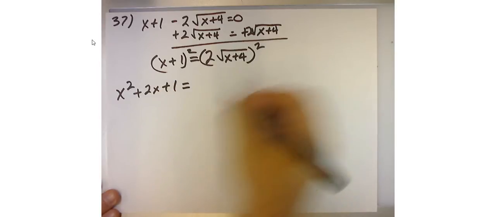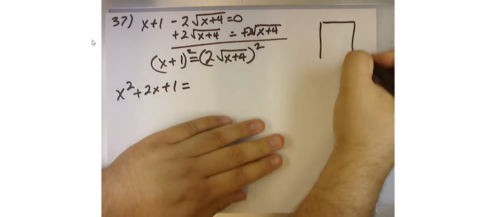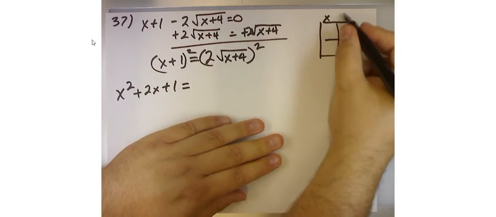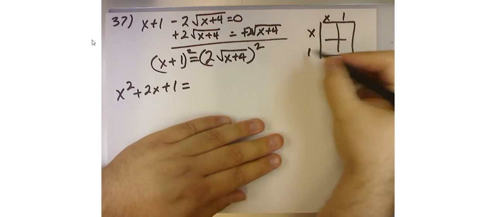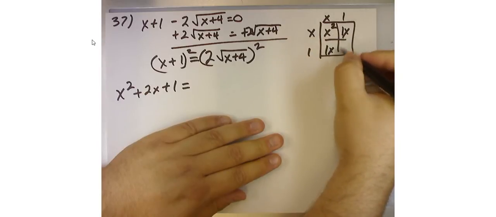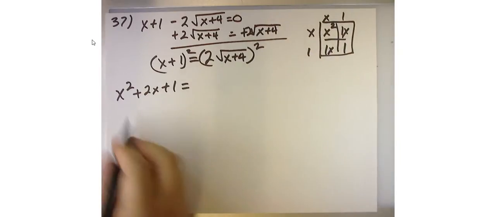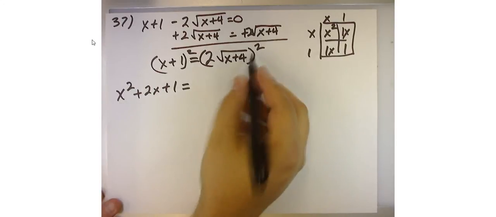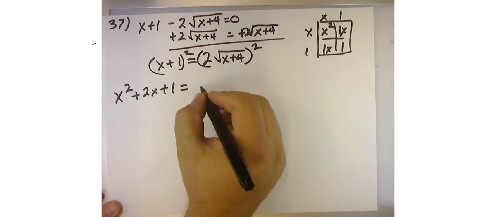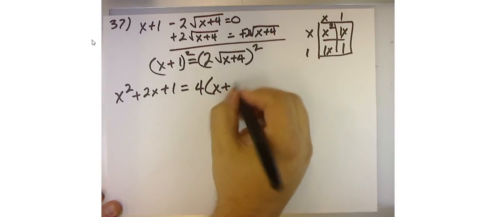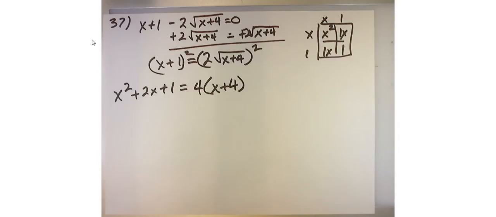How do I know that? Well, I've memorized the special pattern for when we square a binomial, but if I say x + 1 times x + 1, I get x squared + 1x + 1x + 1. And so that's where this x squared + 2x + 1 comes from. When I square this, 2 squared is 4, and then I'm left with x + 4. Okay.